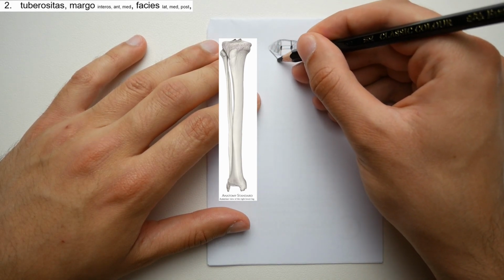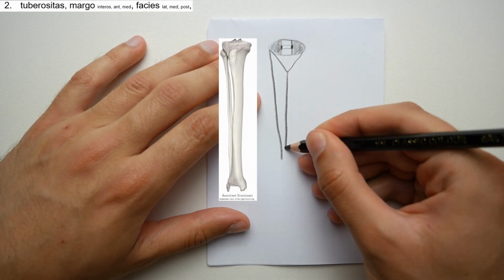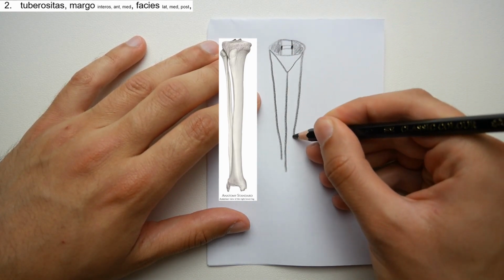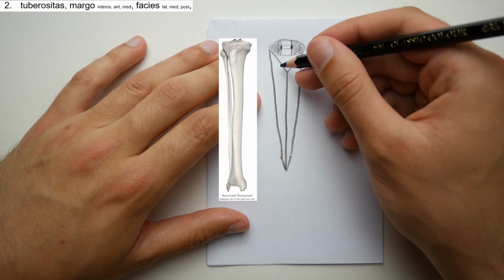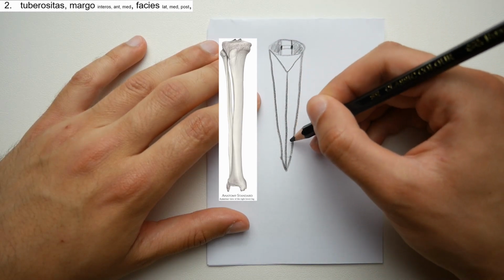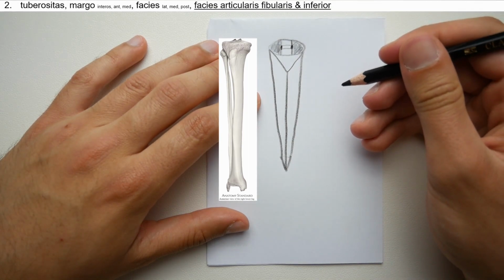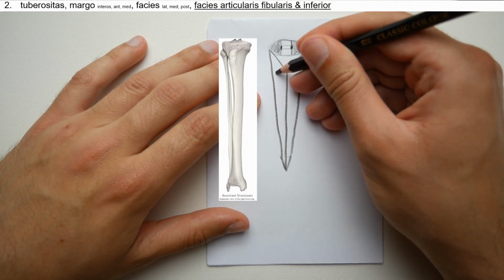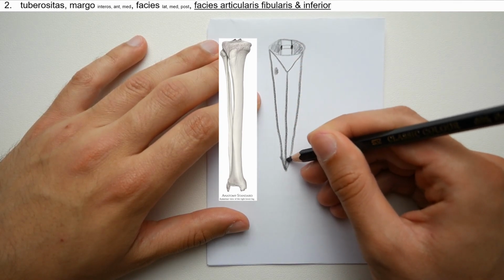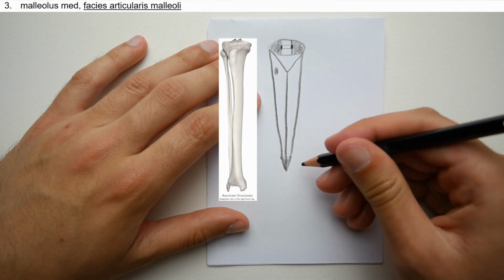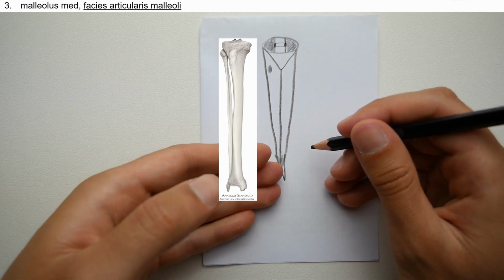This is followed by tuberositas and margo interosseus, anterior and medialis, which form the facies lateralis, medialis and posterior. There are also the facies articularis fibularis and inferior, as well as, on the malleolus medialis, the facies articularis malleoli.